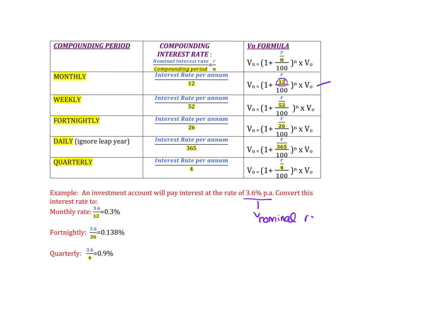That's what I mean when I said they always give you the nominal rate. So when they ask for the monthly rate, you just do the nominal rate divided by the PPY. Because they wanted monthly, we divided it by 12 and we got 0.3. If they ask what's the fortnightly rate, divide by 26 and so on. Quarterly, there you go.